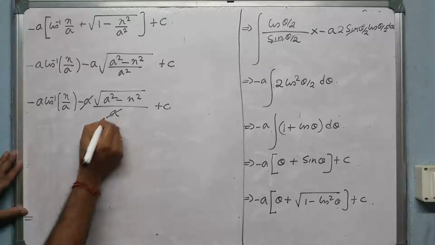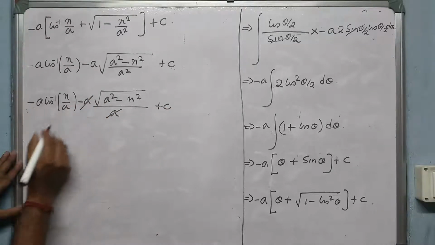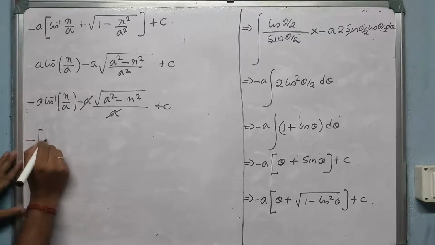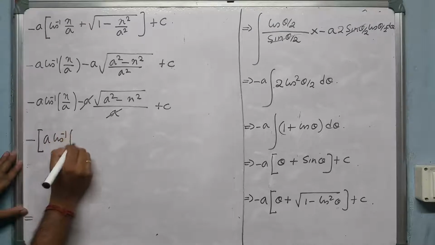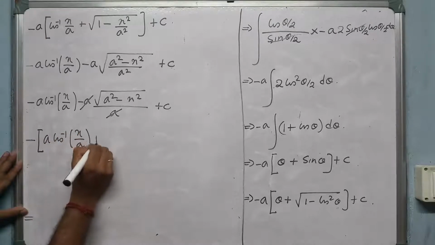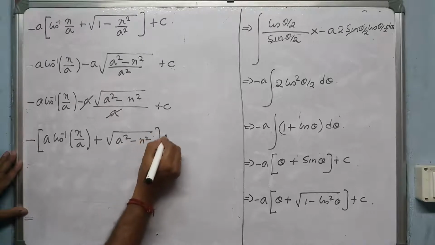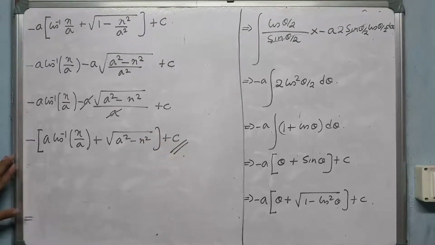These two quantities get cancelled. Now both the quantities are negative. You can leave your answer like negative only, or you can take common. If I take common, it will be x by a plus under root a square minus x square plus c. Complete answer.